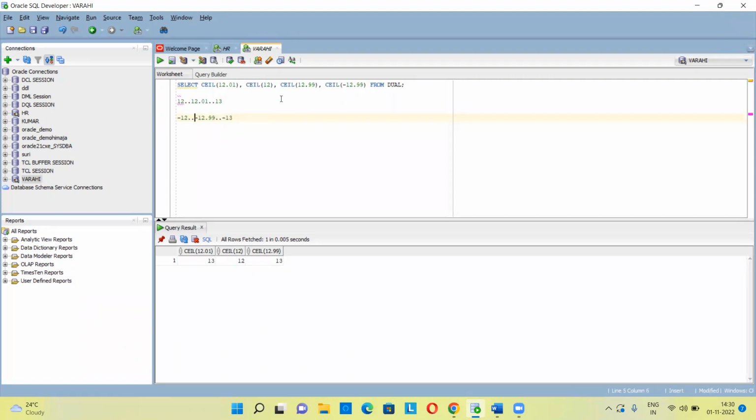Now what is the nearest highest value, minus 12 or minus 13? This is with minus, so always the lesser value is the highest value in case of minus, right? When compared to minus 12 and minus 13, minus 12 will be the highest value. That's why it is returning minus 12. Simply to say, what is the functionality of ceil? Nothing but ceiling. It's just going to round the value to the nearest highest value.